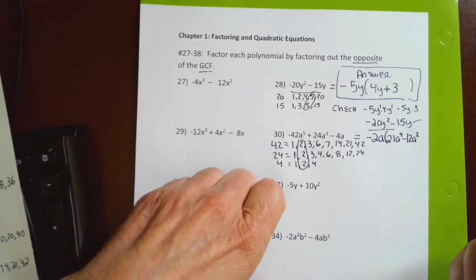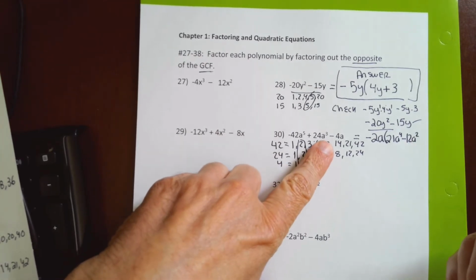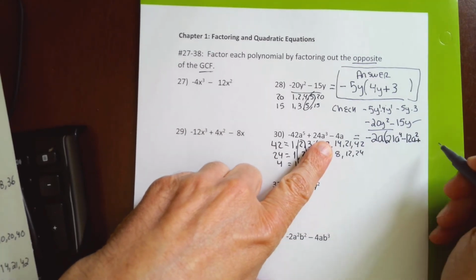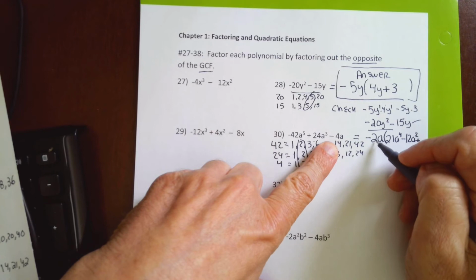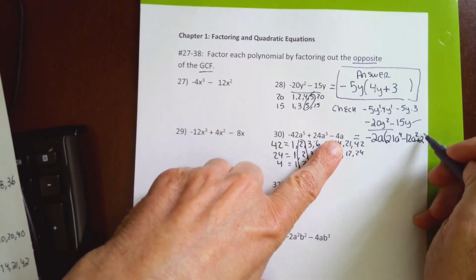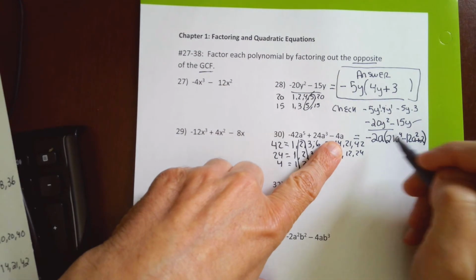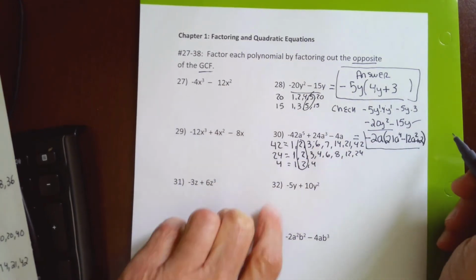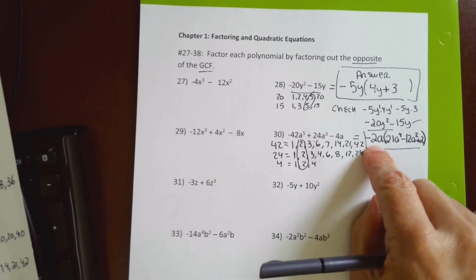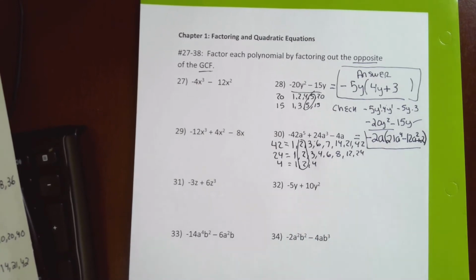Running short on room. The last term, I factored out a negative, so the negative sign is going to turn to positive. I factored out a 2, so I'll do 4 divided by 2 and get a 2. That term had an a, and I factored it out. So I claim the answer to problem 30, in front of the parentheses, the opposite of the GCF is -2a, and inside the parentheses, I get 21a to the 4th minus 12a squared plus 2.